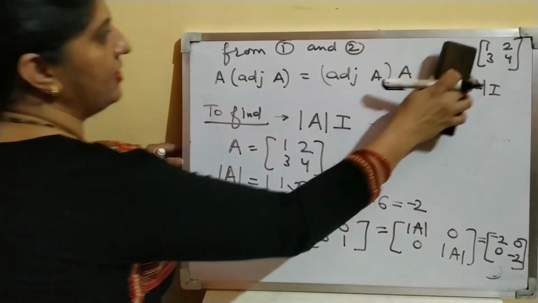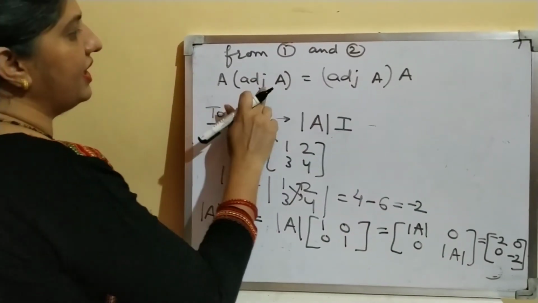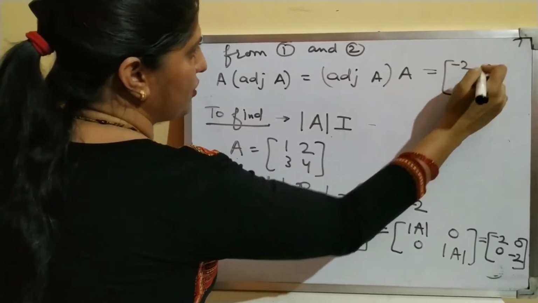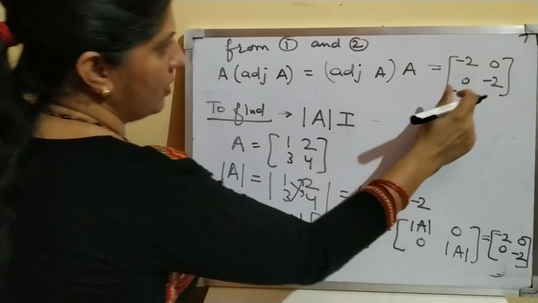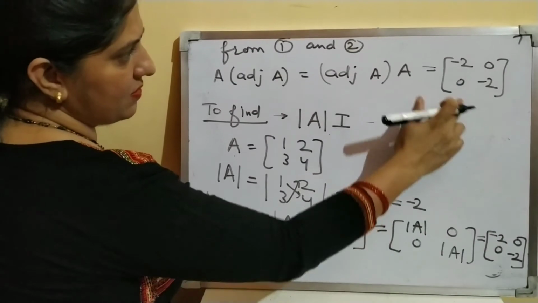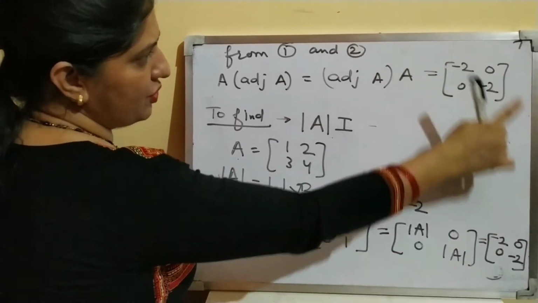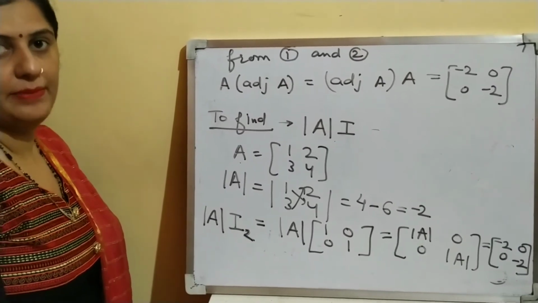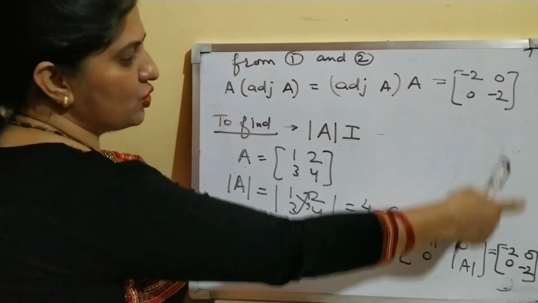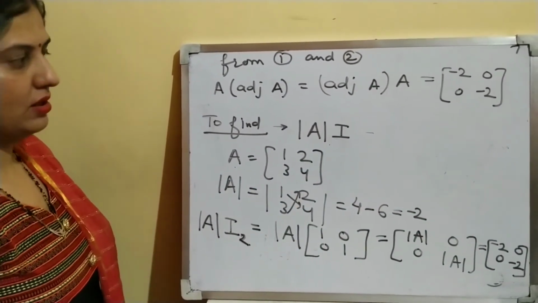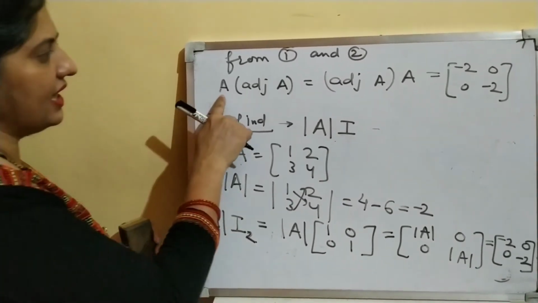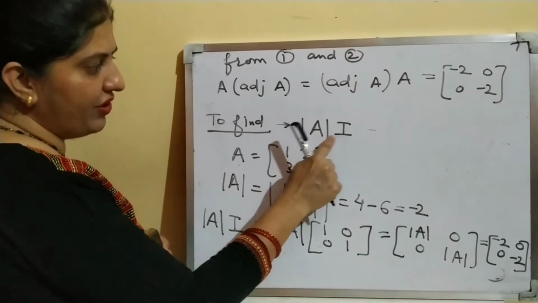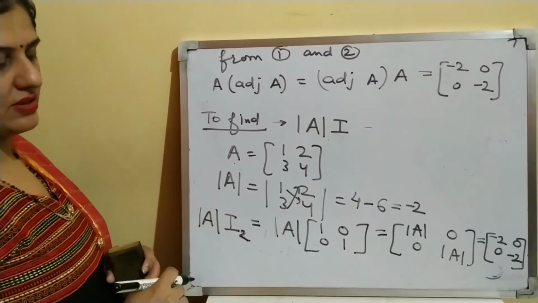And we know that A into adjoint of A is also equal to [-2, 0; 0, -2]. Now check these two terms. -2, -2, 0, 0, 0, 0, -2, -2. All corresponding elements are the same, meaning these two matrices are equal. Means we get A into adjoint of A is equal to determinant of A into identity matrix.